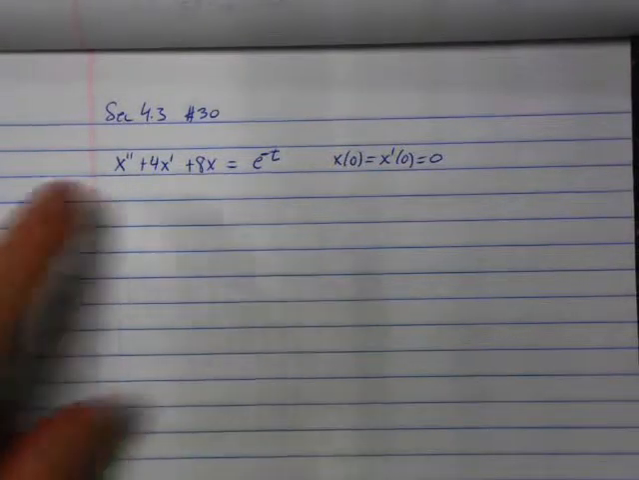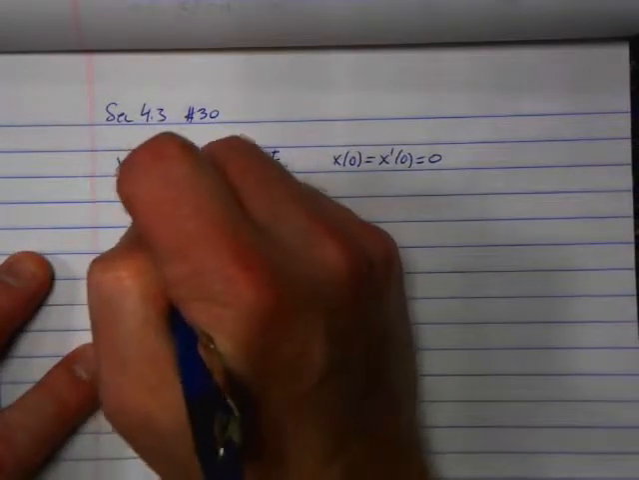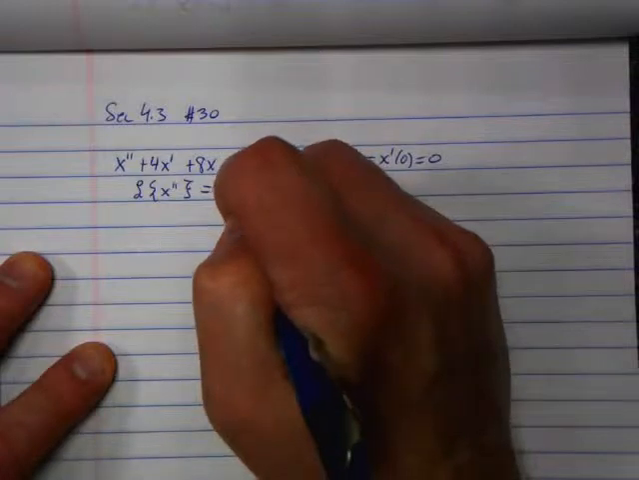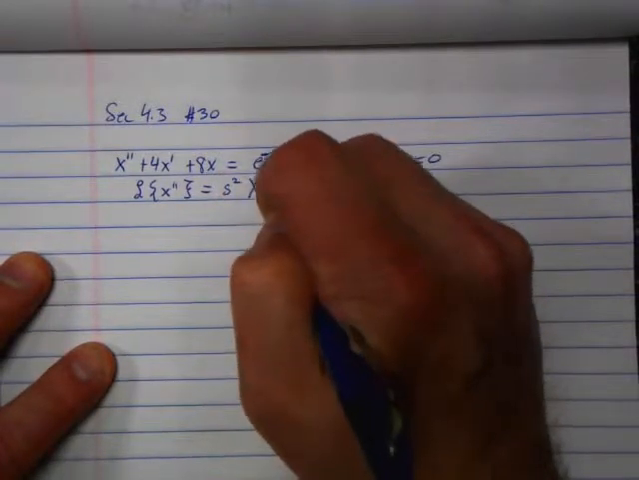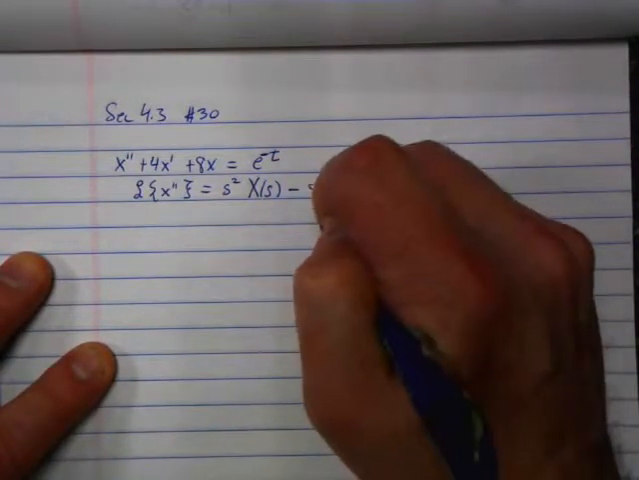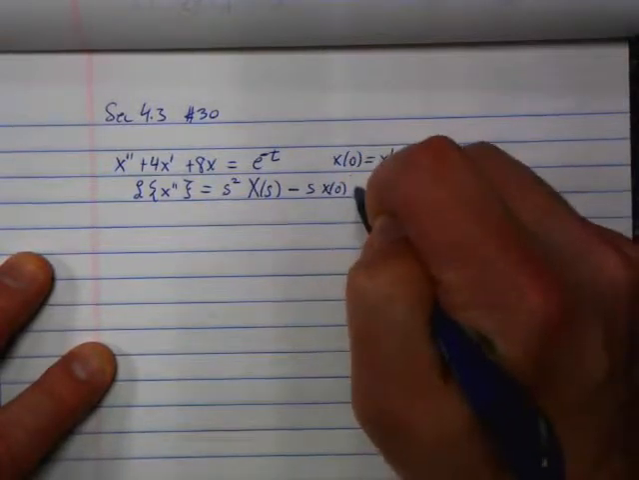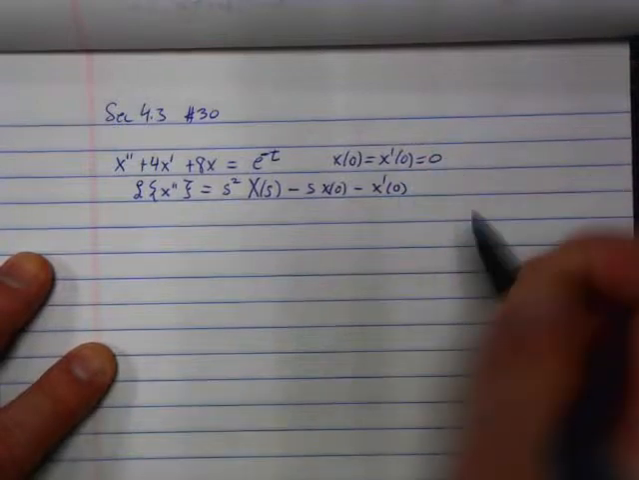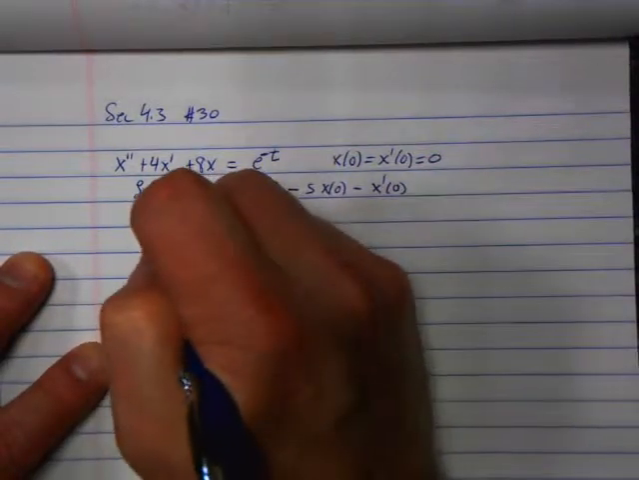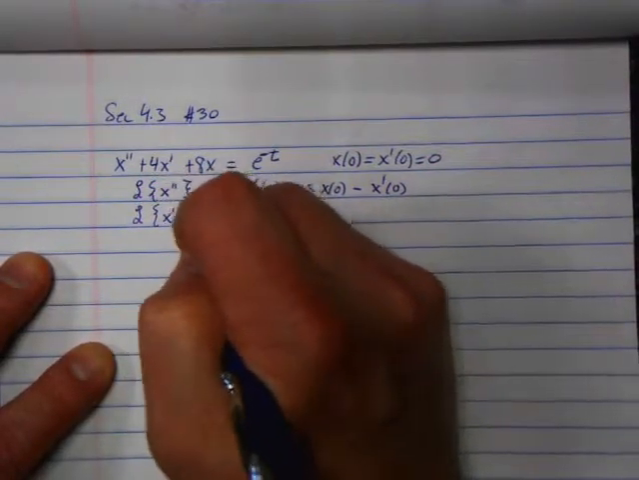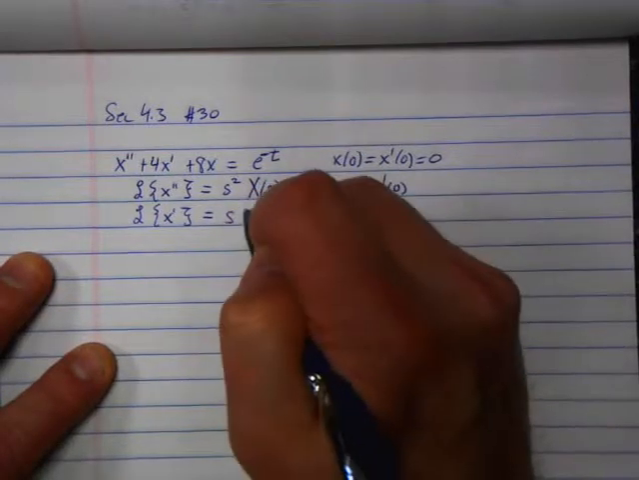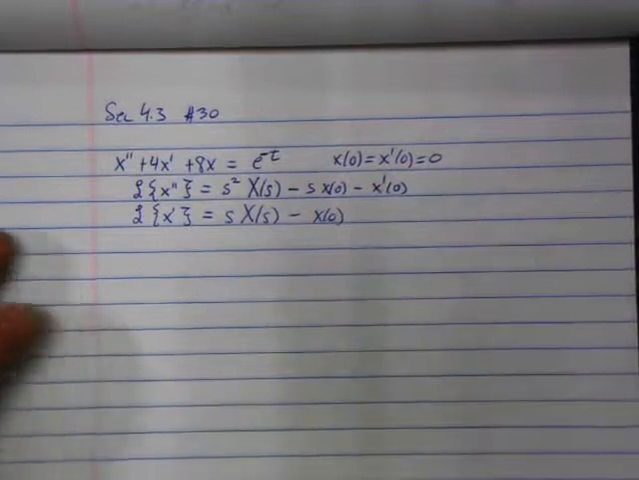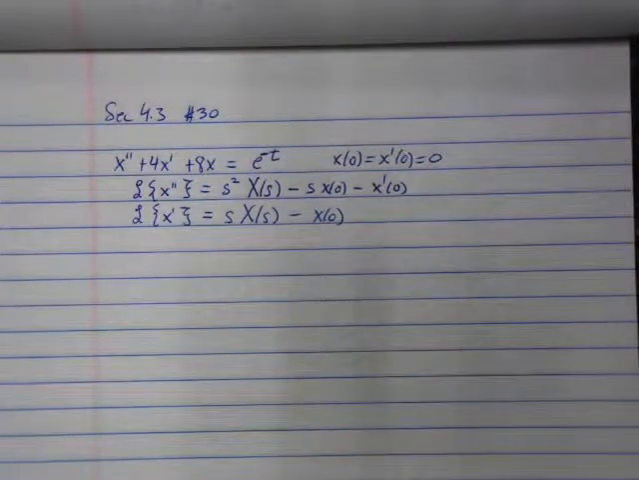Okay, so again, what I like to do here, the Laplace transform of x double prime is s squared capital X minus s x at 0 minus x prime at 0. And the Laplace transform of just regular old x prime was s capital X minus x at 0. So I just kind of like to write those down so I remember them.